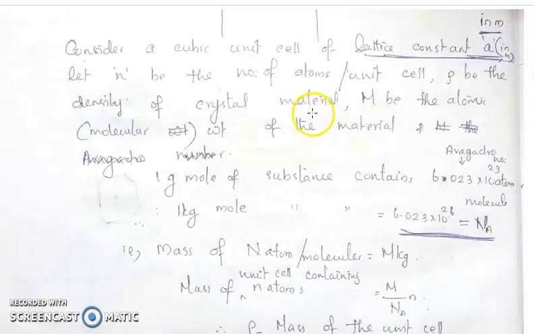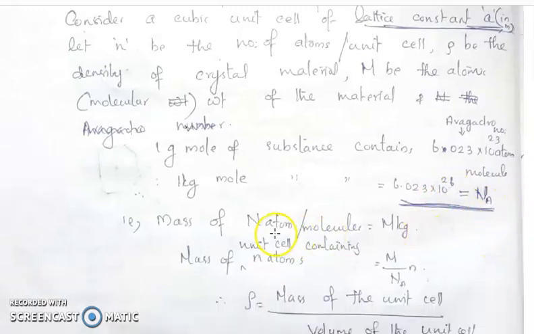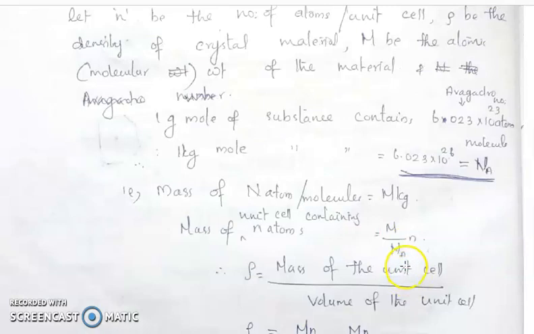Rho be the density of the crystal material, and M be the atomic or molecular weight of the material. These are the quantities which are given. Then 1 gram mole of any substance contains Avogadro number of atoms. So if it is 1 kilogram mole of substance, how many atoms does it contain? That is 6.023 into 10 raised to 26 atoms, that we can mark as Na. So mass of Na atoms per molecule is equal to M kilograms. Therefore the mass of a unit cell containing n atoms is M divided by Na into n.